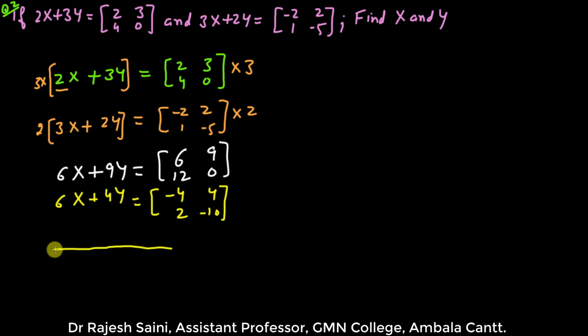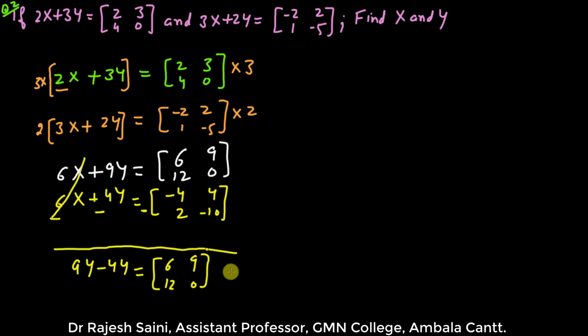So how do you subtract? You will put a minus sign over here, and then you will add up. When you add up, the 6X will cancel out and you will get 9Y minus 4Y is equal to the matrix 6, 9, 12, 0, and here minus as such, the matrix minus 4, 4, 2, minus 10. So the order will be the same, 2 by 2. Now we will just do the subtraction of the matrices.